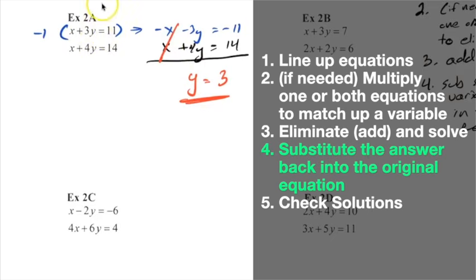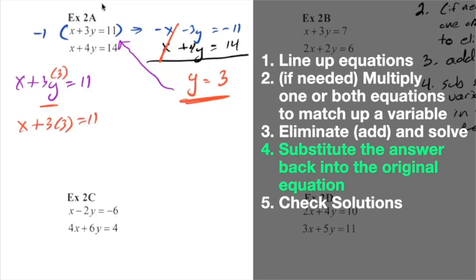It does not matter which one you plug into. As long as you plug into one of these two, you're good. I'll do the top one. It looks a little easier. So I have x plus 3y equals 11, but we know y is 3. We have x plus 3 times 3 equals 11. That's x plus 9 equals 11. Minus 9 from both sides. X equals 2. Remember, we write it in point form. X always goes first.